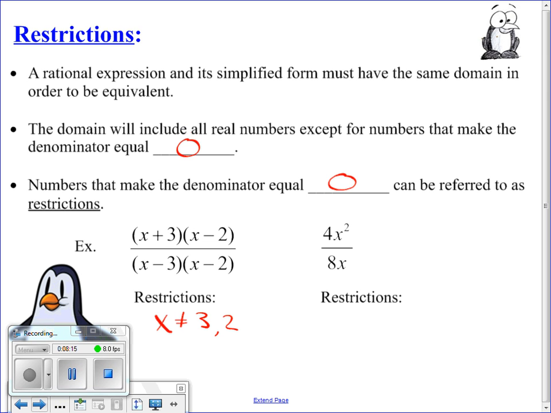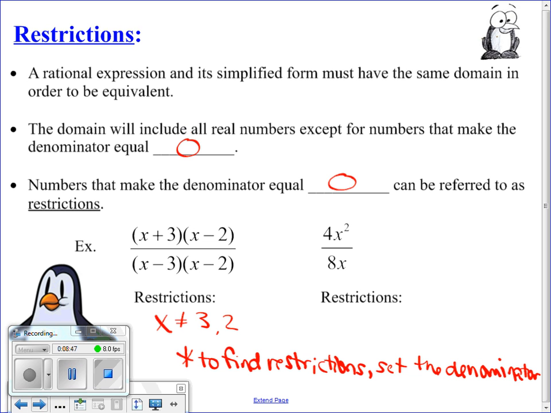Because if x equals 3, and you plug that back in, 3 minus 3 is 0, that puts a 0 in the denominator. I can't do that. If I plug in a 2, 2 minus 2 is 0, which puts a 0 in the denominator. I can't do that. So in other words, to find restrictions, set the denominator equal to 0 and solve.